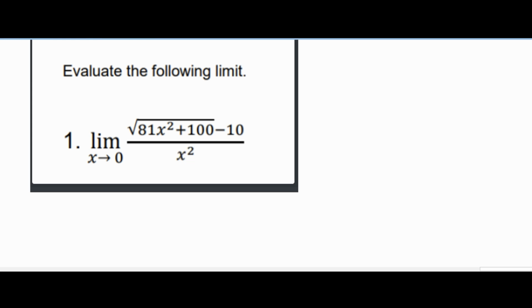However, since we have this x squared, and we know we cannot divide anything by 0, we are going to have to manipulate this in a way that we can solve for it. So what are we going to do? We see an x squared trapped inside of here. So let's free that x squared. We have to multiply this by the square root of 81 x squared plus 100. And now we see that we have this minus 10 out here. To get rid of all of this, to make it simpler, you just got to take the opposite of it. So we're going to have a plus 10.